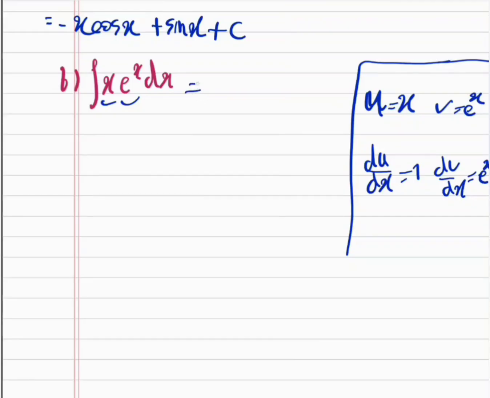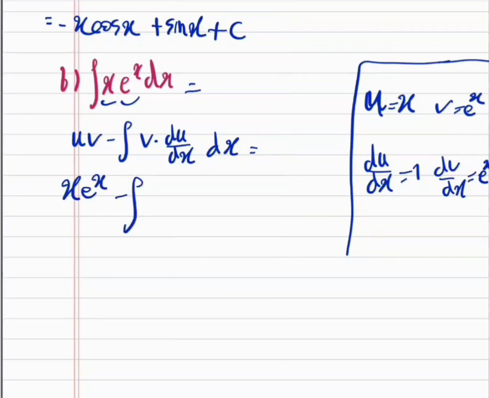We just substitute into the formula. So again, the formula is uv minus the integral of v times du/dx dx. Now u is x, v is e to the x, so we get this, and inside we have v, which is e to the x, times du/dx, which is just 1.